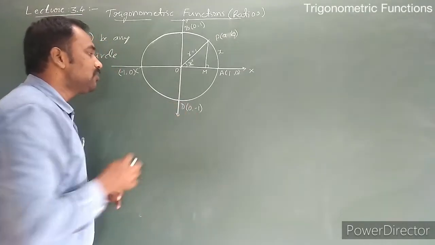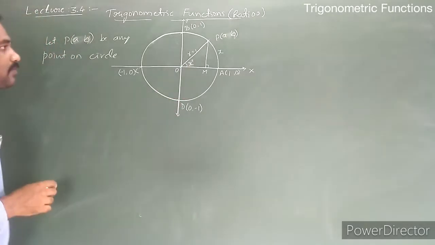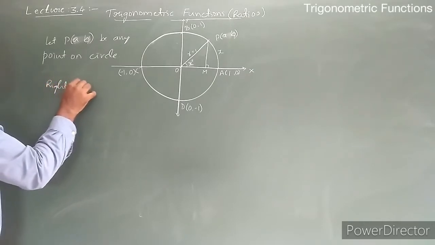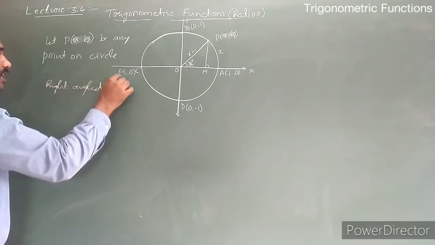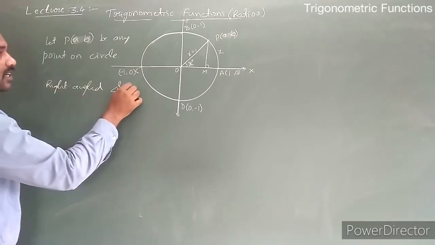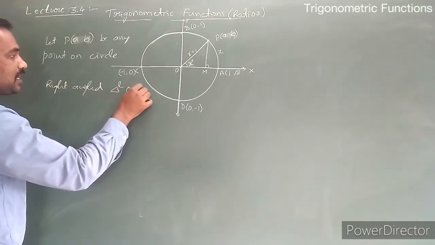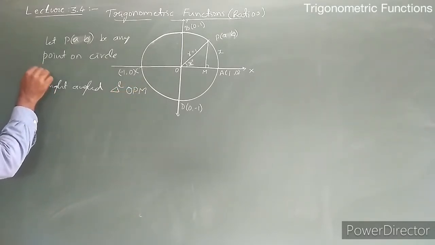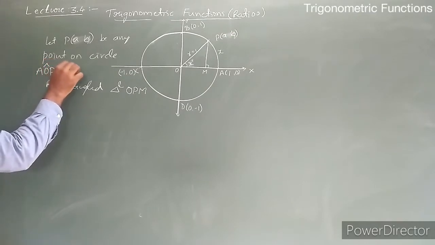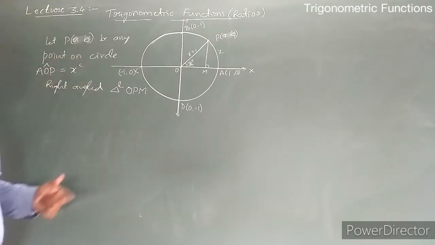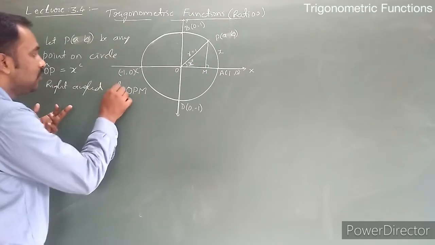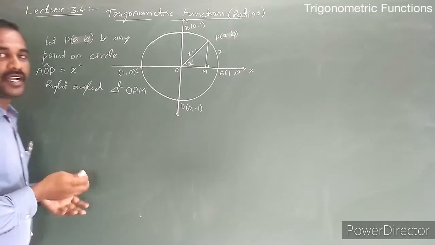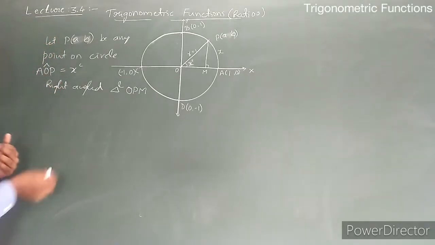Okay. Apart from this, now come back. Here we get a right angle triangle. What is the right angle triangle? Right angle triangle OPM is that. And apart from that, what is the angle AOP? Angle AOP is x radian. In the right angle triangle OPM, we can define all the 6 ratios.